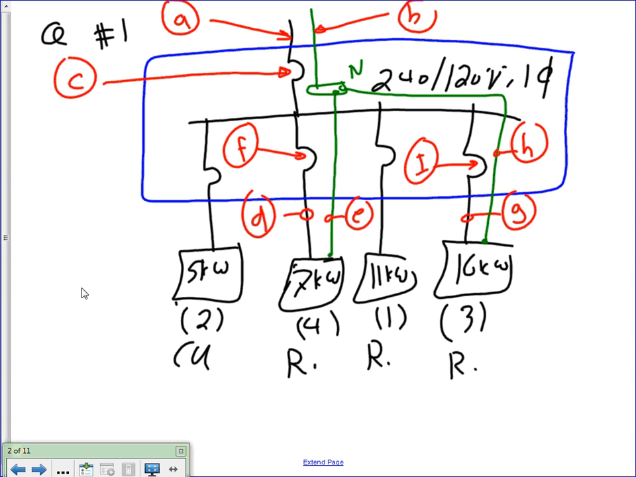I can give you a hint, tied to equipment. Another hint, air handling unit, not air handling unit, air conditioning is one of them. Water heater.